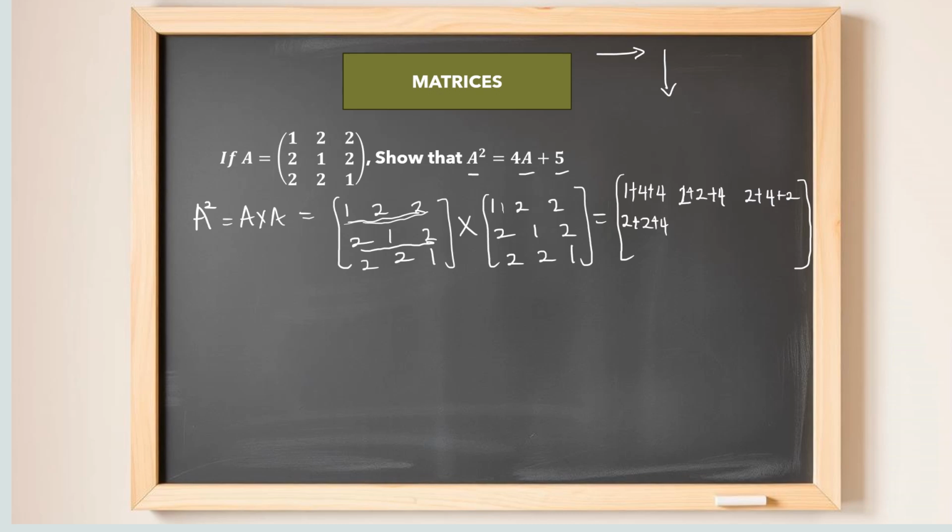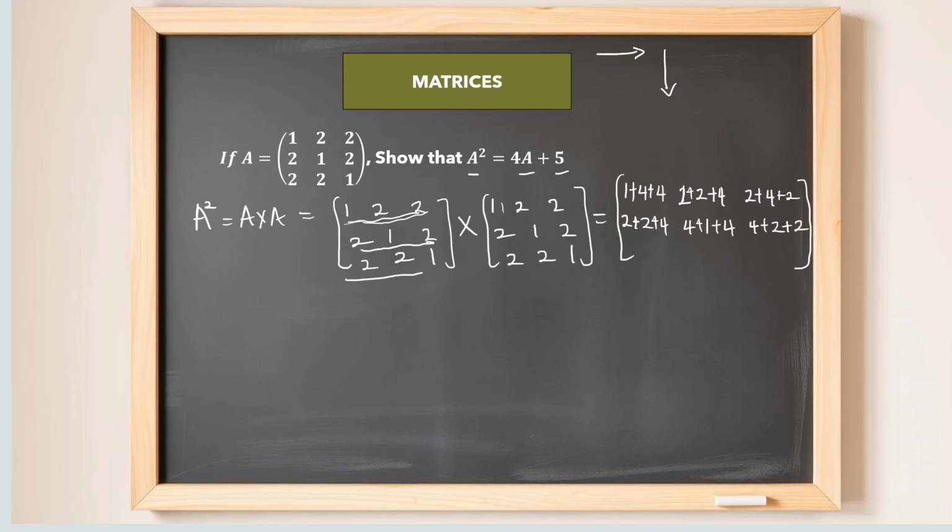So I'm going to do the same thing here. 2 multiplied by 2 is going to be 4, 1 multiplied by 1 is 1, and 2 multiplied by 2 is 4. And also for the last one, the same row multiplying the last column. Here I'm going to have 2 multiplied by 2, which is 4, 1 multiplied by 2 is 2, and 2 multiplied by 1 is still going to be 2.